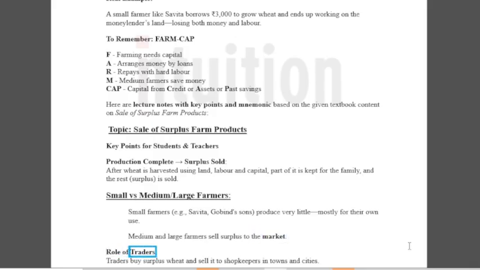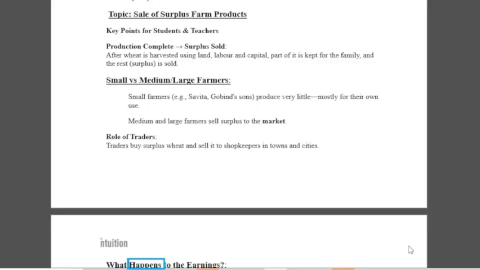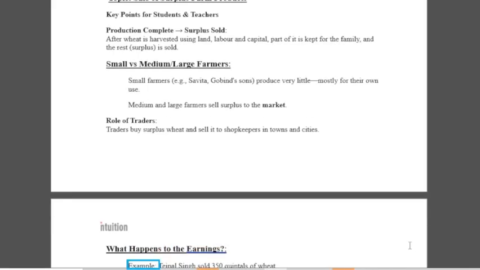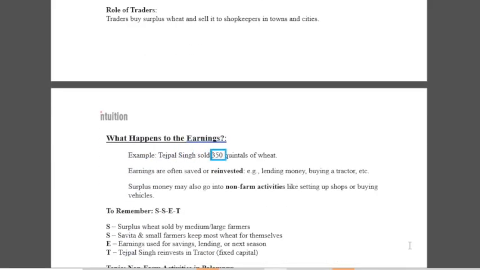Role of traders. Traders buy surplus wheat and sell it to shopkeepers in towns and cities. What happens to the earnings? Example: Kejpal Singh sold 350 quintals of wheat. Earnings are often saved or reinvested, e.g., lending money, buying a tractor, etc. Surplus money may also go into non-farm activities, like setting up shops or buying vehicles.